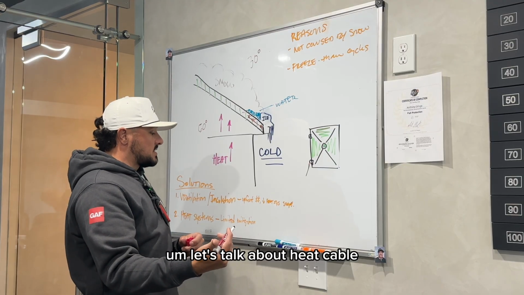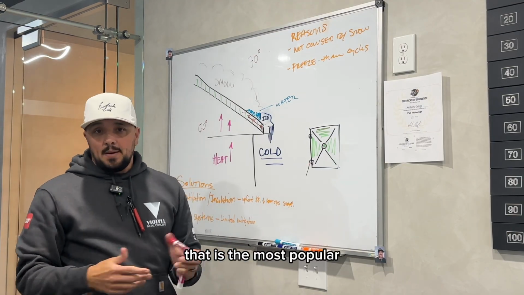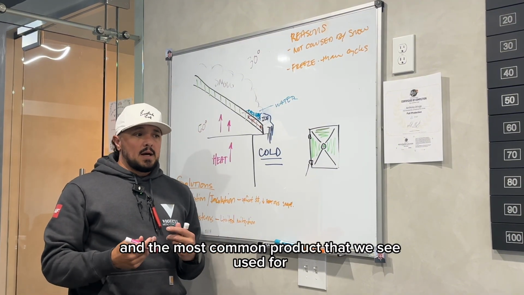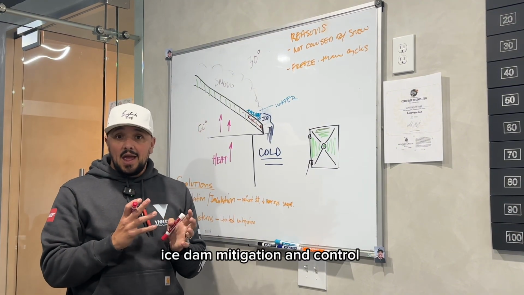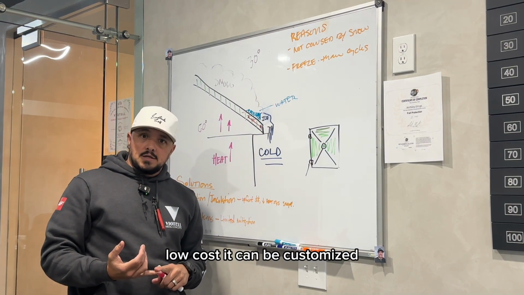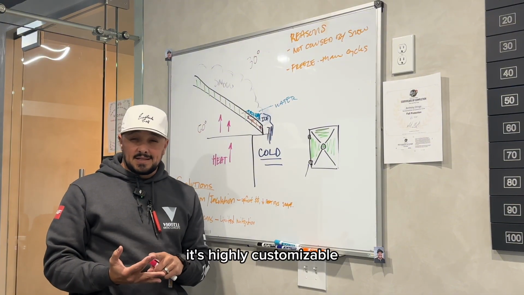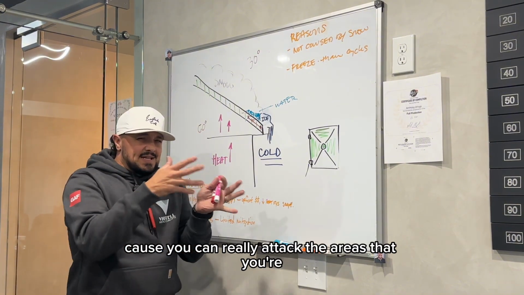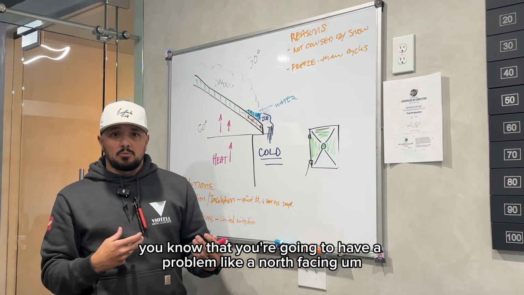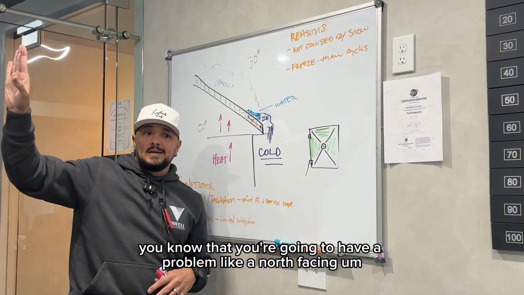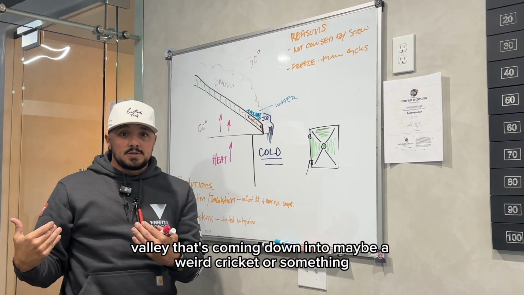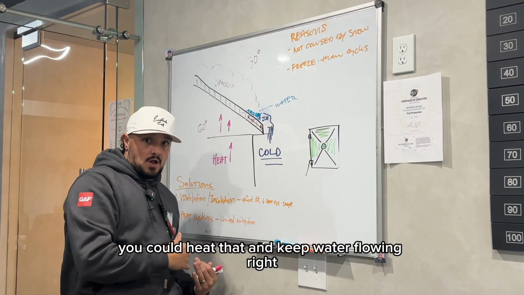Let's talk about heat cable. That is the most popular and the most common product that we see used for ice dam mitigation and control. It's good. Typically it's pretty low cost. It's highly customizable because you can really attack the areas that you're trying to mitigate, or you know that you're going to have a problem, like a north facing valley that's coming down into maybe a weird cricket or something. You could heat that and keep water flowing, right?